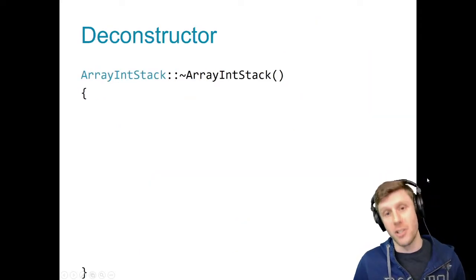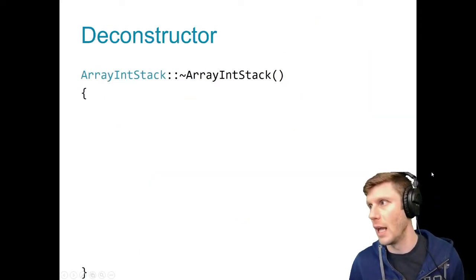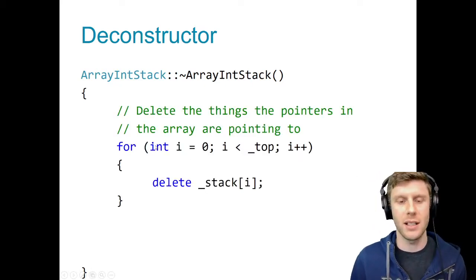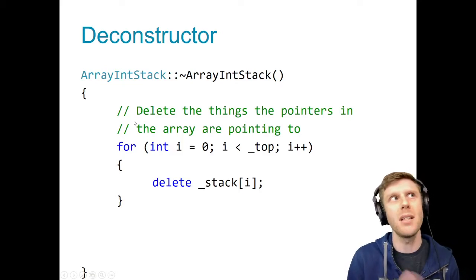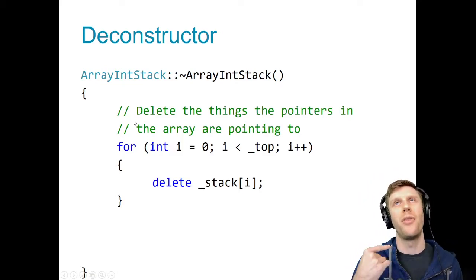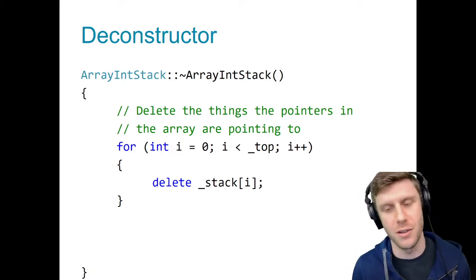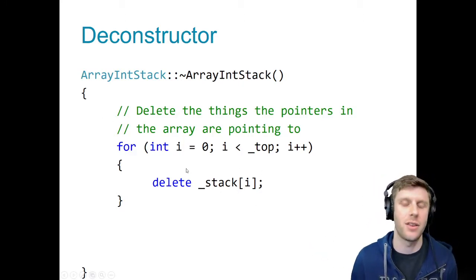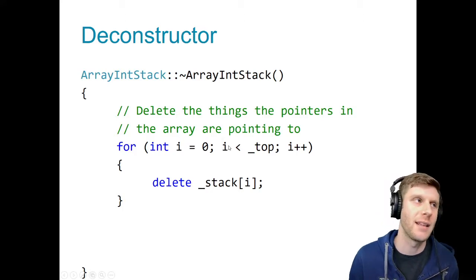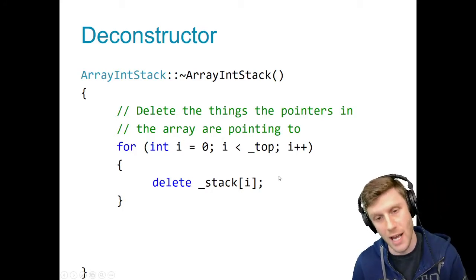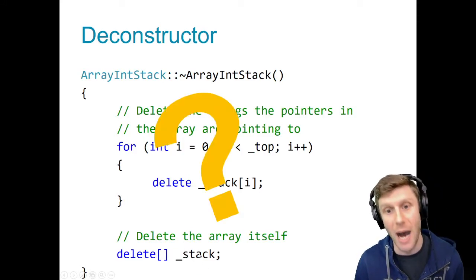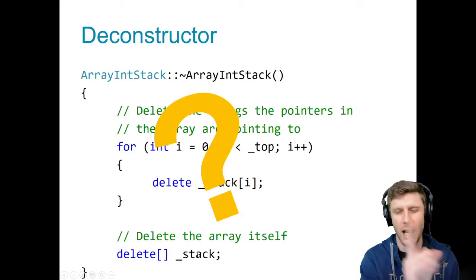And now our destructor. How are we going to delete this thing? Based on what we saw with the course and the country catalog, we're going to want to go through our array and delete each thing in the stack, or each thing that the content of the stack points to, right? And then at the end, we're going to want to delete the array stack itself. But hold on a second.